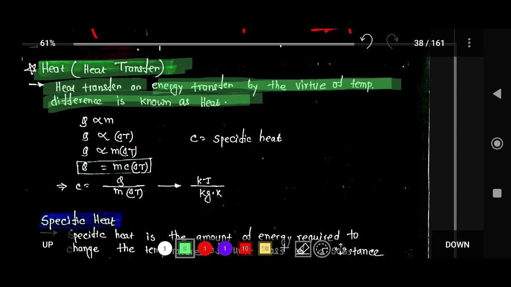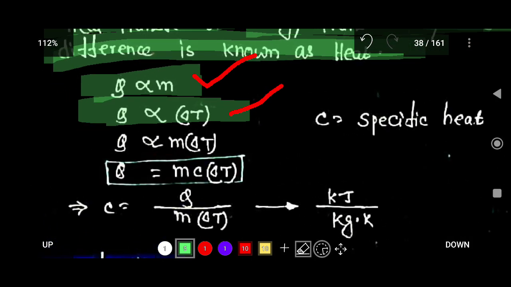Now, heat is proportional to the mass m, and heat is proportional to delta T. If the delta T is more, then heat transfer will be more. If the mass is more, then heat transfer will be more. So from this we can say that Q is proportional to m into delta T. M is the mass and delta T is the temperature difference.